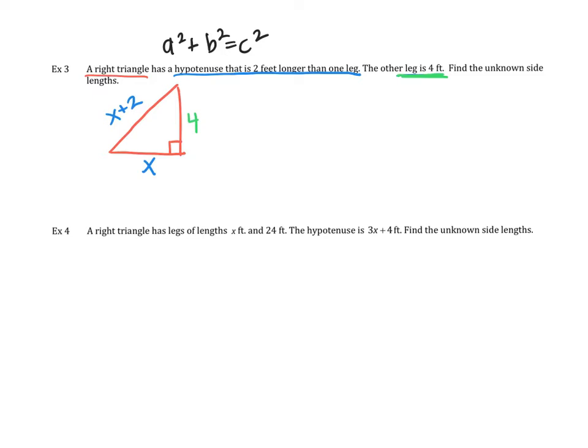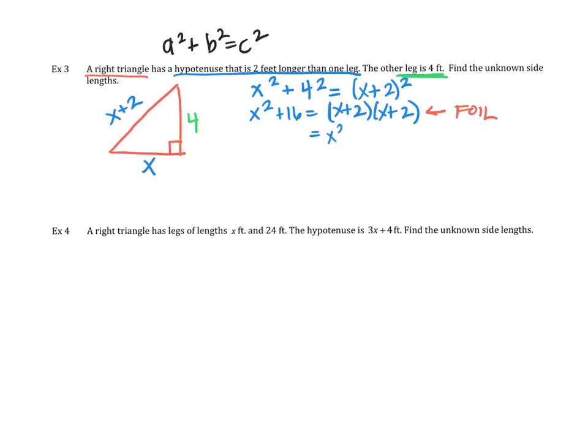So what we're going to do is we're going to set up the Pythagorean theorem. So I'm going to take my 2 legs. So x squared plus 4 squared. It's going to equal my hypotenuse squared. X squared plus 16 equals. Now remember, we need to write this out twice. Properties of exponents. And we're going to FOIL. So this is the fun part. Okay, so when I FOIL on the right side, I get x squared.